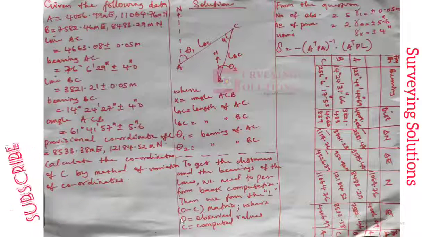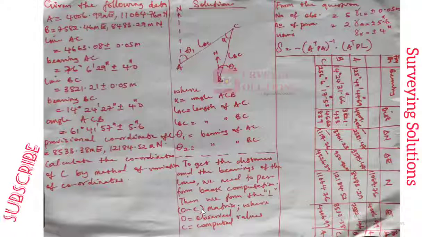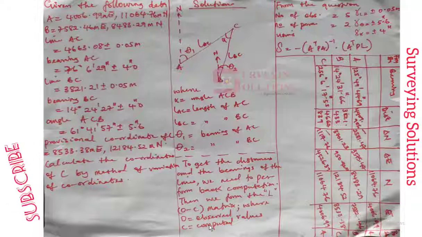Our L matrix is actually the matrix of observed minus computed, where O is observed and C is the computed values. Are we together? Your O is observed, your C is computed. As we progress, you know what observed means and you know what computed means.